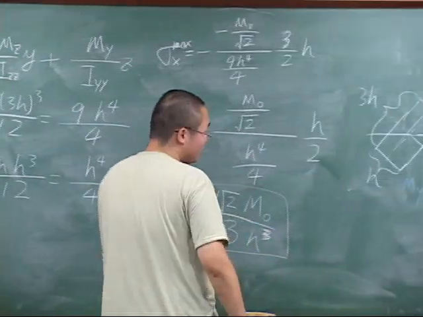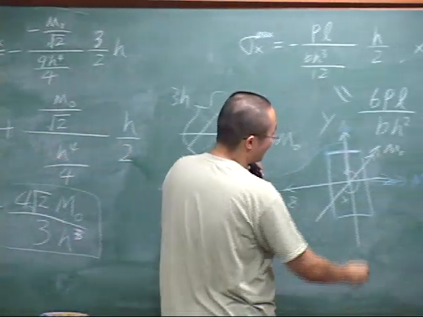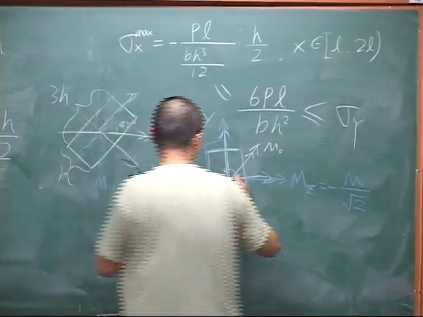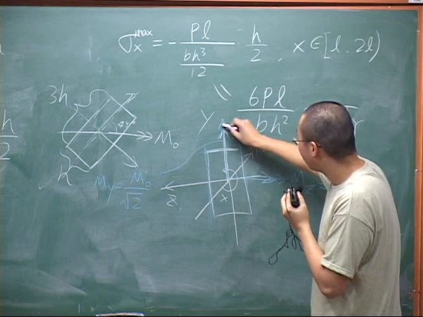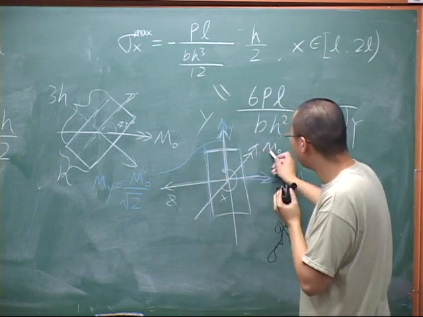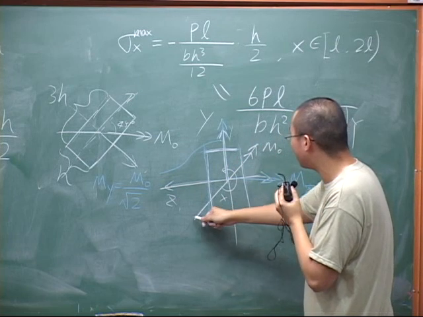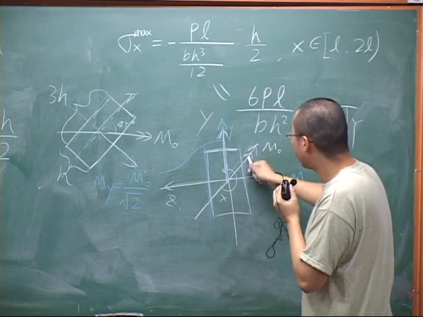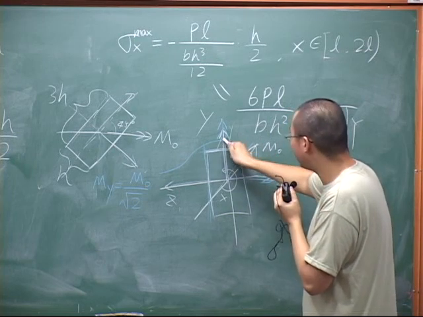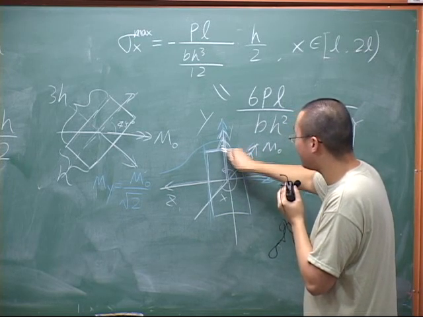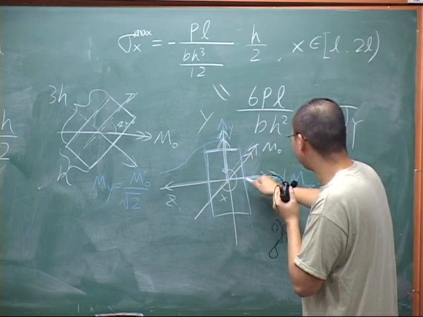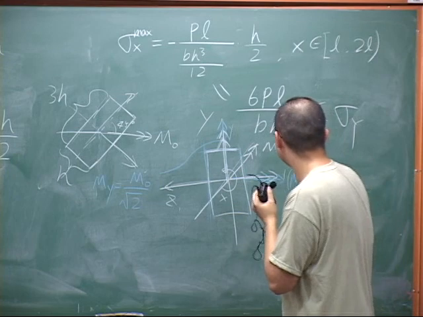Well, one student asked why mz is negative. See, this is the definition of positive direction. Y is like this, and z is like this, and the bending moment is applied in this direction. This vector, you decompose it, you will have one component along positive y direction and one component along negative z direction. That's why it's negative.